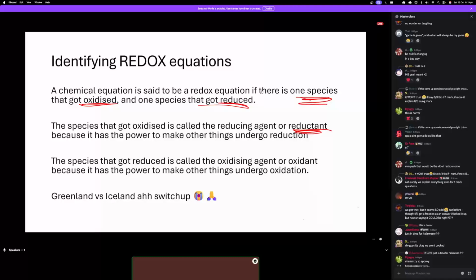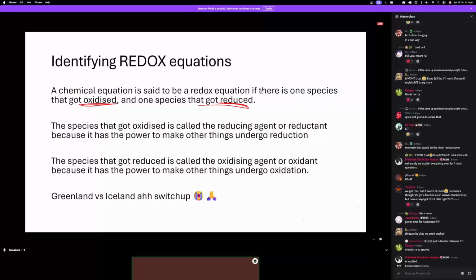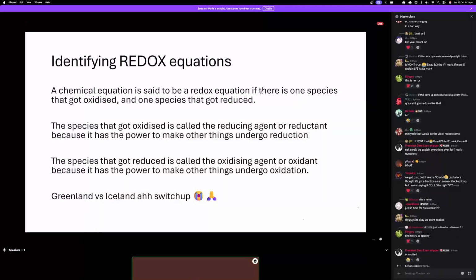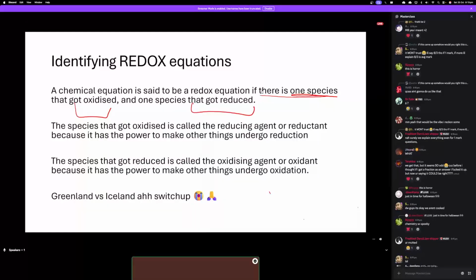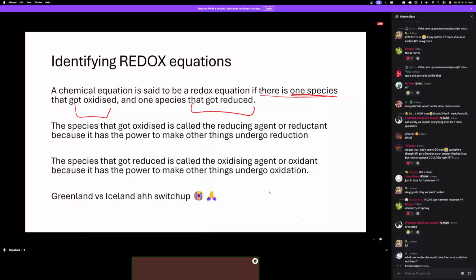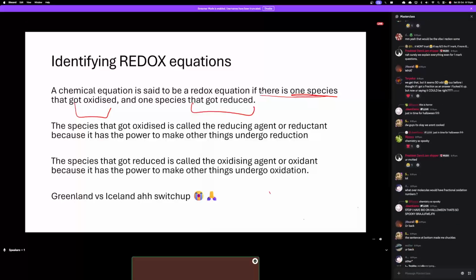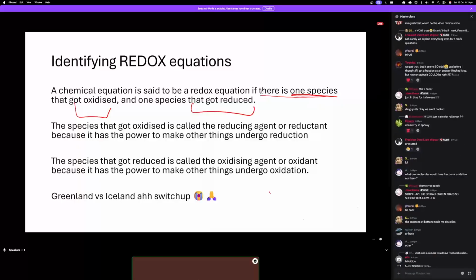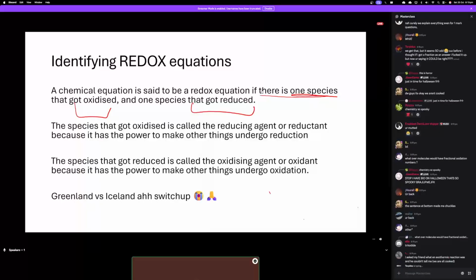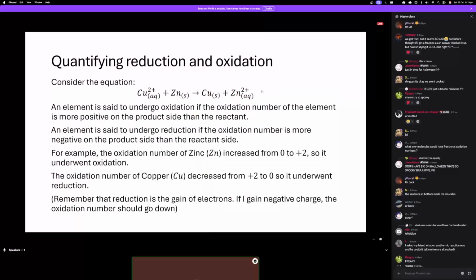Sorry. What I was saying is, we said that it's redox if one species is oxidized, one species is reduced, right? I accidentally muted. I'm back. So one species is oxidized, one species is reduced. How do we quantify that? How do I know if it's reduced? How do I know if it's oxidized?